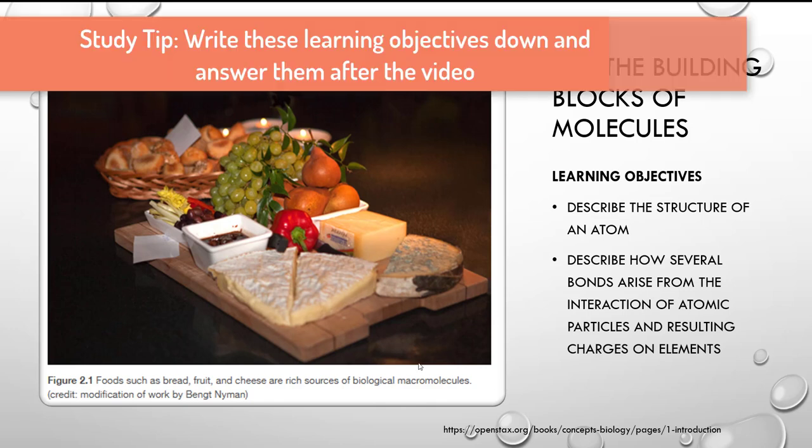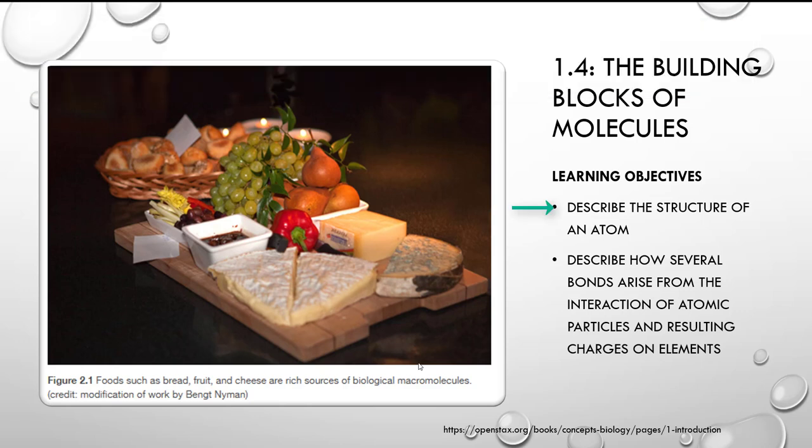So by the end of this video, you should be able to describe the structure of an atom, as well as describe how several bonds arise from the interaction of atomic particles and resulting charges on elements. Okay, so this is quite different from what we've been talking about so far. We've been focusing on living things, and now we're looking at atoms, the smallest units of matter.